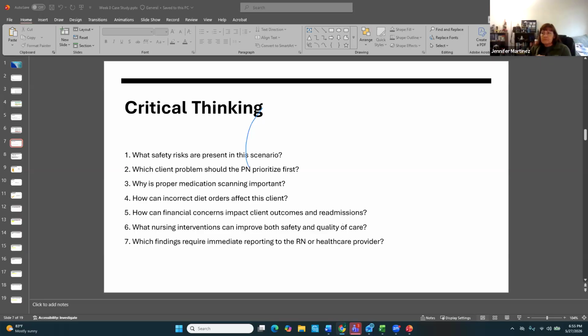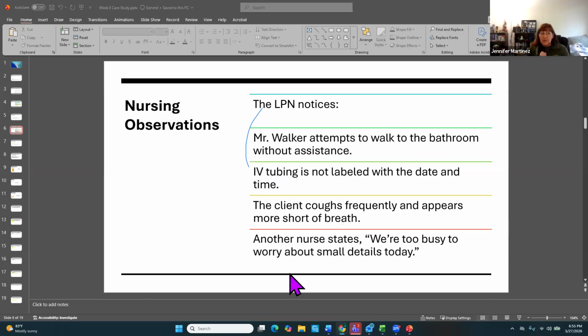Things like Meals on Wheels are an option too, right? It doesn't say anything about family, so I'm not sure if there's family around, but family may be able to assist as well. There was something else I wanted to say, and I can't remember. It'll come to me. But which of those findings require immediate reporting to the RN or the healthcare provider?